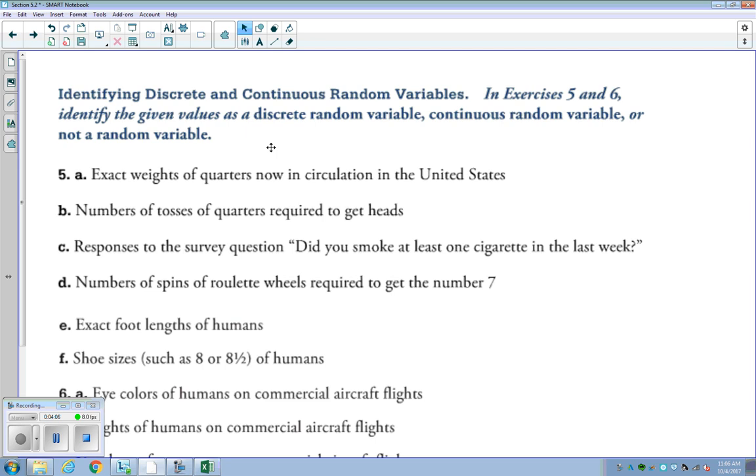Okay, so first we're going to look at these and we're going to decide if these are discrete random variables, continuous random variables, or not a random variable. So taking a look at the first one. The first one is what? Is it continuous? Is it discrete? What's your thought?